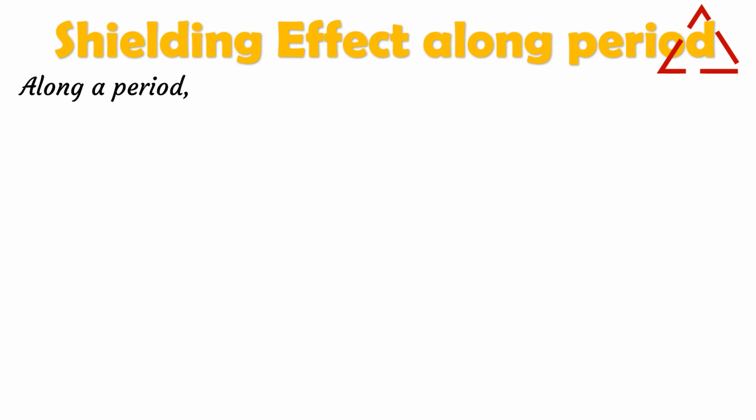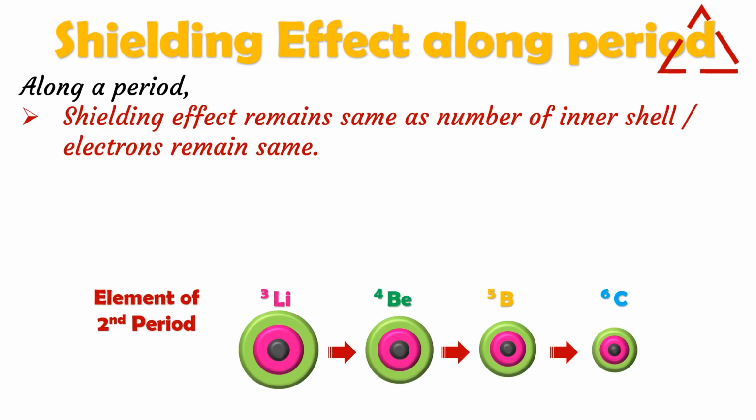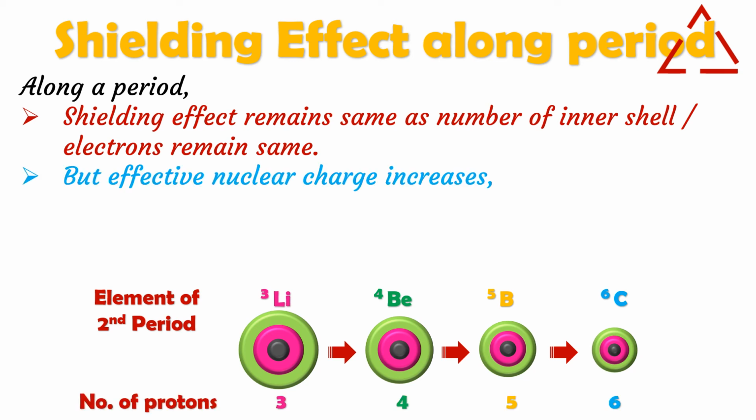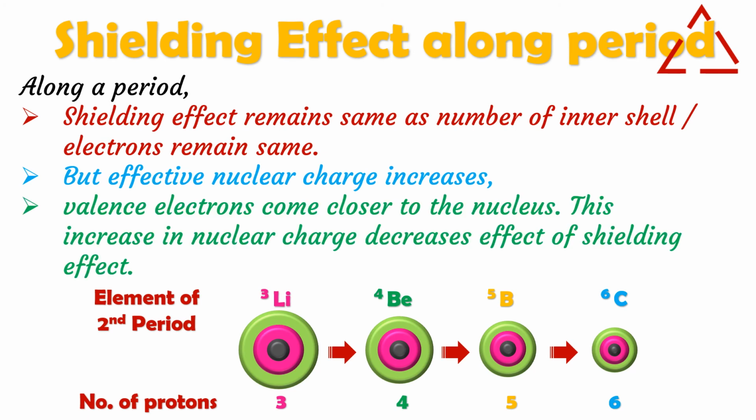Shielding effect along a period. Along a period, the shielding effect remains the same as the number of inner shell electrons remains the same, but effective nuclear charge increases due to increase in the number of protons, and valence electrons come closer to the nucleus. This increase in nuclear charge decreases the effective shielding effect.